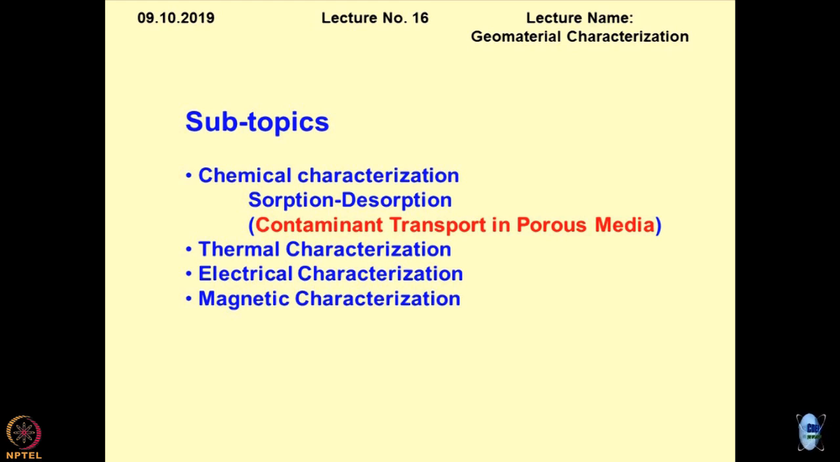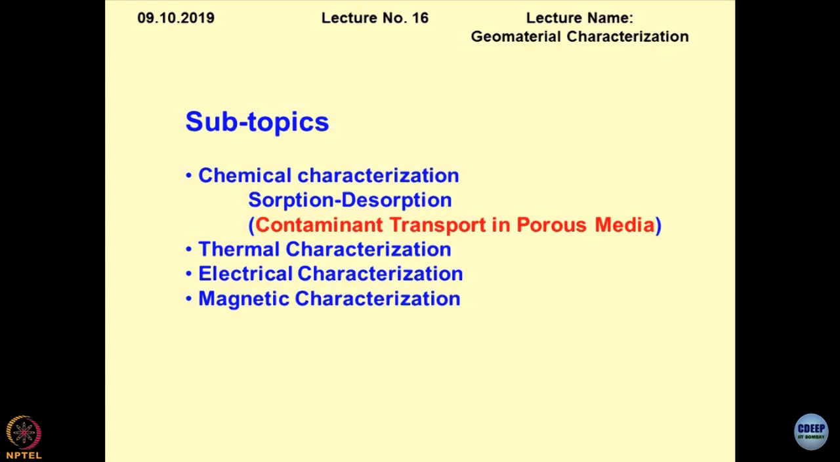Now, this is a multidisciplinary subject. Many technologists would utilize the concept of sorption and desorption, and it is a very evolving area, particularly in the realm of environmental geomechanics. I hope you will realize that this becomes very, very important, due to the fact that it's the quantification of the interaction which we have been studying since long. So, if you want to study how to quantify the interaction between contaminants and the porous media, the best way would be to study the sorption desorption mechanisms, and from there you quantify the whole process. And of course, we will continue with our discussions on thermal, electrical and magnetic characterization subsequently.